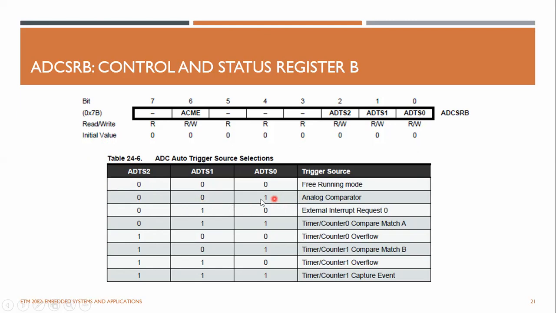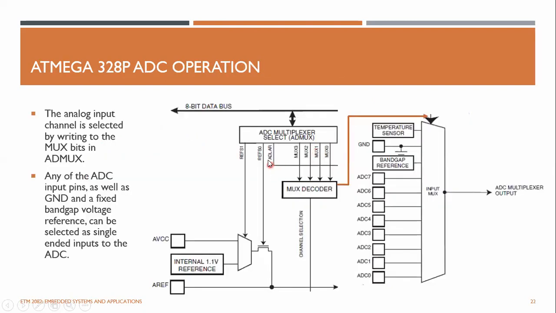And you can start the conversion with the interrupt of the analog comparator. So when the analog comparator output is high, you can start the ADC conversion. Or with the external interrupt request, you can start the conversion. Likewise, the ADC start can be triggered by using any trigger source by writing to these 3 bits. Right.